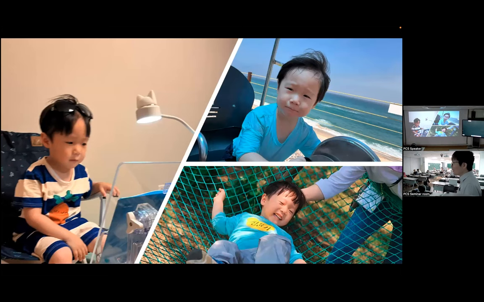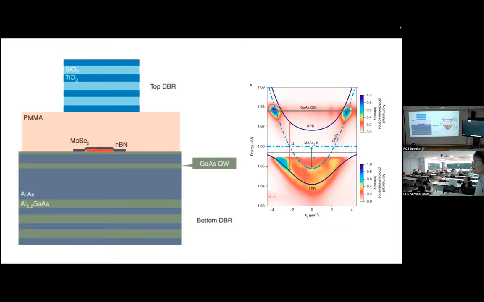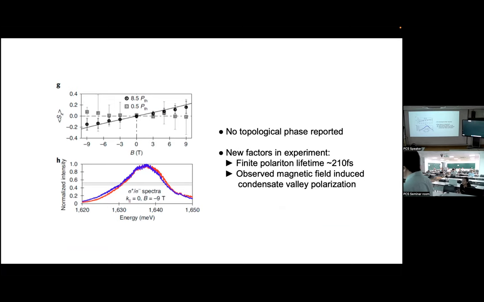Yeah, so after this work came out, this is a work done by people who are here for the workshop. It turns out that in a very closely related material, molybdenum diselenide, this exciton polariton condensation has been observed, and it largely follows the similar condensation process I have discussed in this talk. I'm not sure what the internal discussion was, but I understand that this paper was not really discussing topological phases of the exciton polariton condensate.